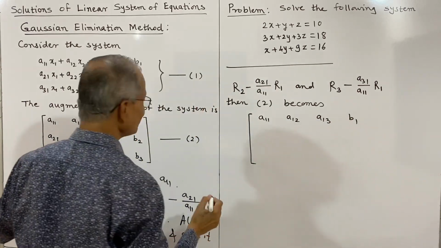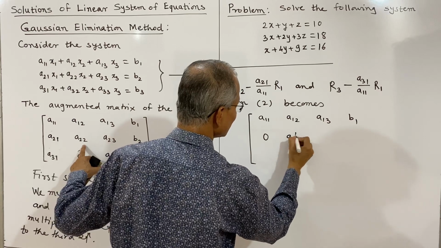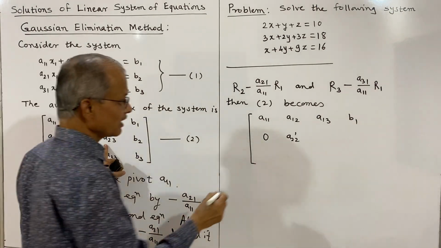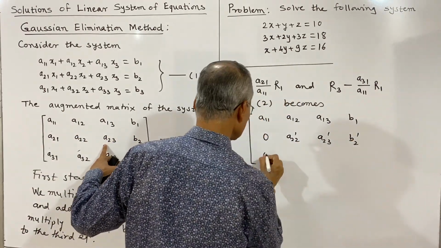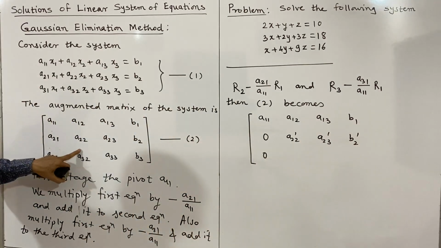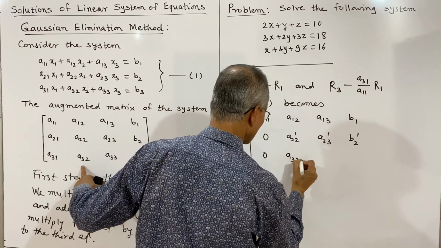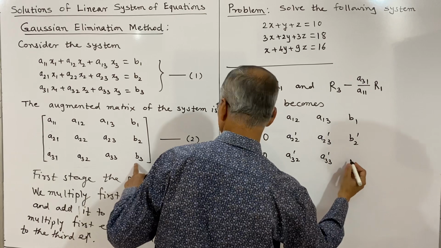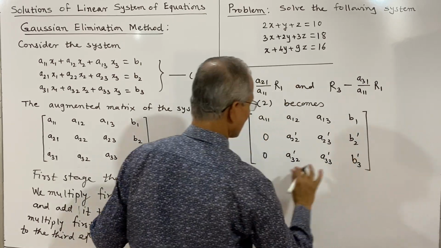And this element will be converted to 0. This element will change, and the changed elements we shall denote by another notation, prime notation, A22 dash, A23 dash, and B2 dash. And this element is converted to 0, and this will be changed, and we can write this with the prime notation. So this is the matrix now.